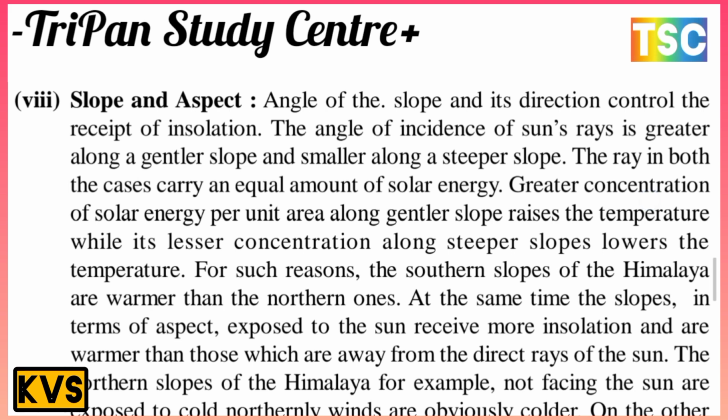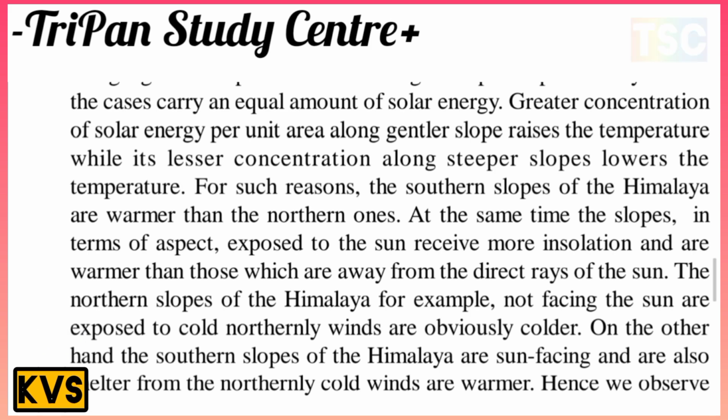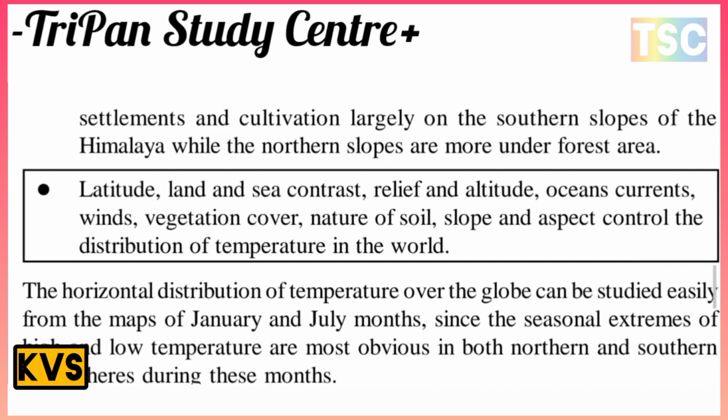The northern slope of the Himalaya, for example, is not facing the sun and is exposed to cold northerly winds, so it is cold. On the other hand, the southern slope of the Himalaya is sun facing and also sheltered from the northerly cold winds, so it is warmer. This is important, and hence we observe settlement and cultivation largely on the southern slope of the Himalaya, while the northern slope is more under forest area.